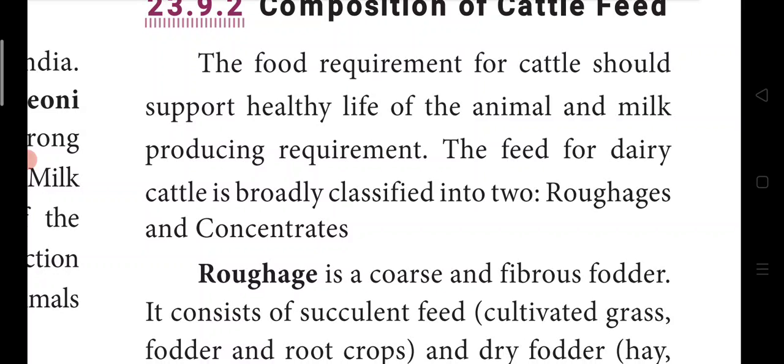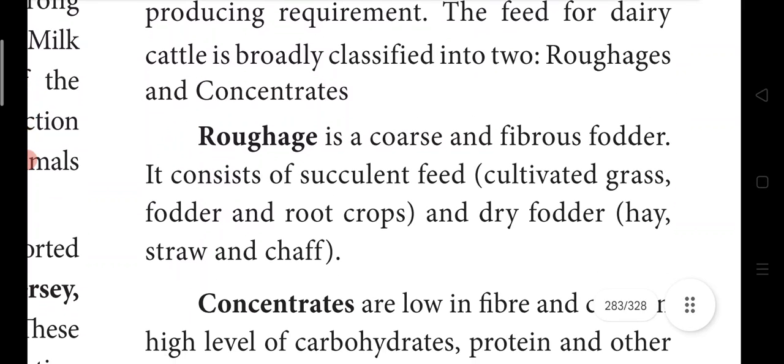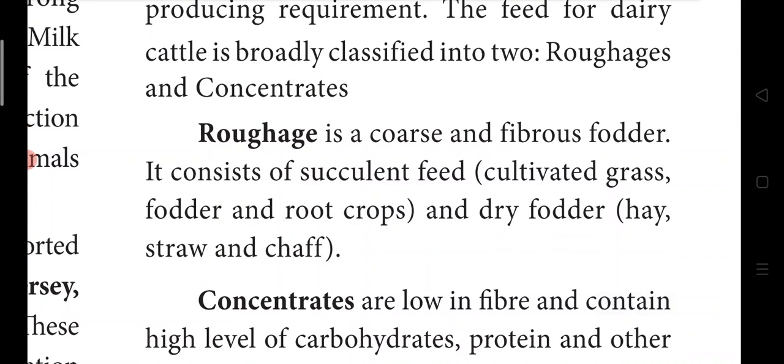So it is classified into the feed for the dairy cattle. It is broadly classified into roughages and concentrates. Roughages come under cultivated grass, fodder and root crops. Grass is cultivated specially and given, along with hay, straw and chaffs and all the roughages.